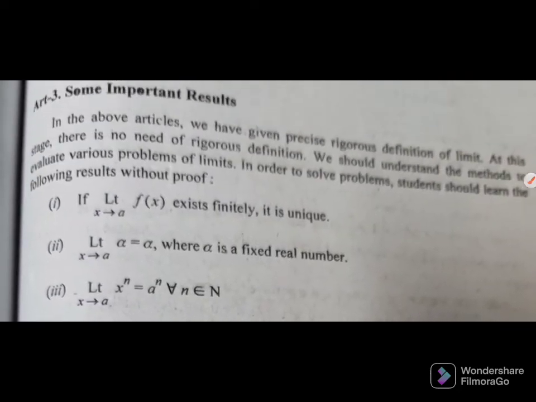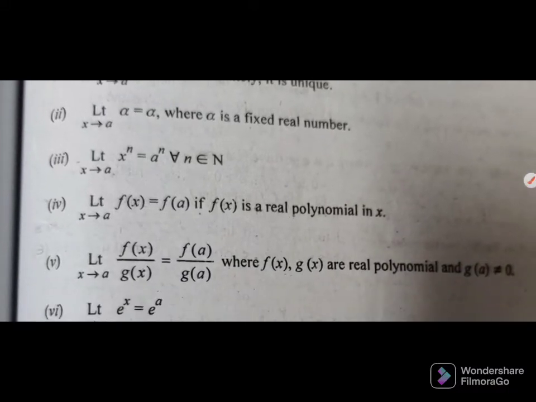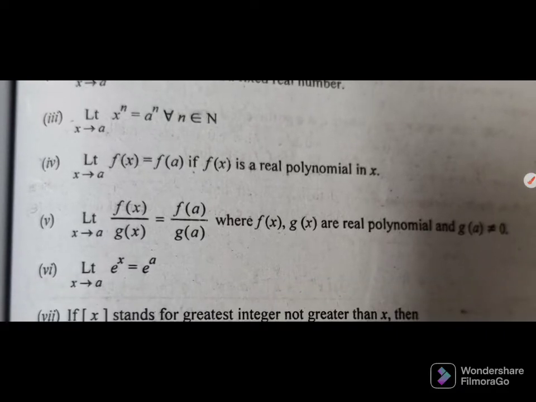Now some important results related to limits. Limit is always unique. Limit x tends to a, f(x) exists finitely. If the limit of the function exists, then it is unique. There is only one limit for one function. Then limit x tends to a of alpha, because alpha is a constant, is equal to alpha. These are some important formulas, so note them down in your notebooks.